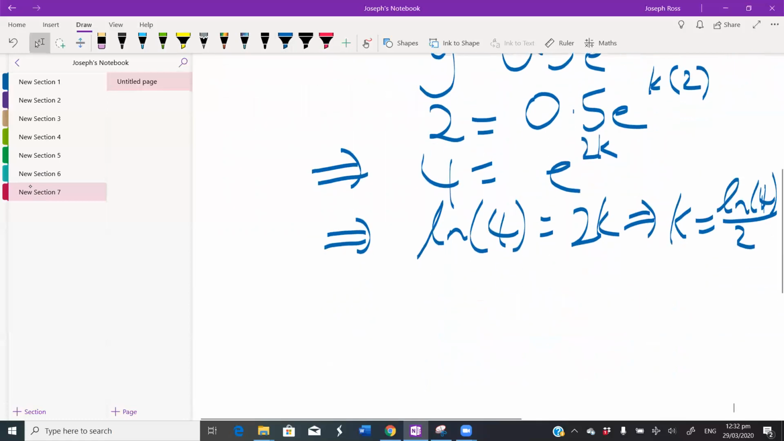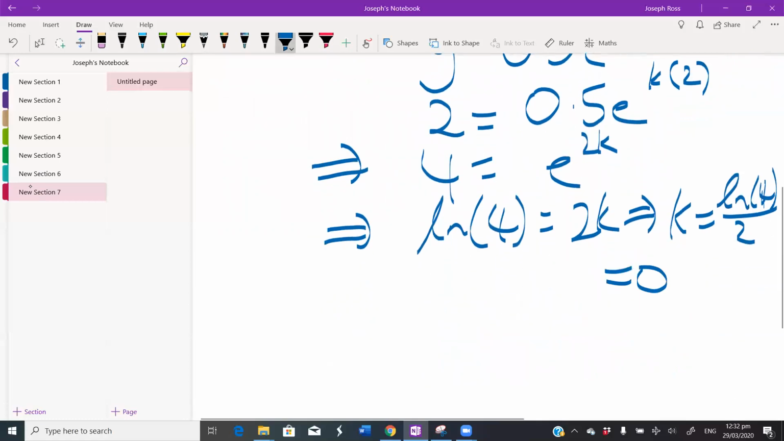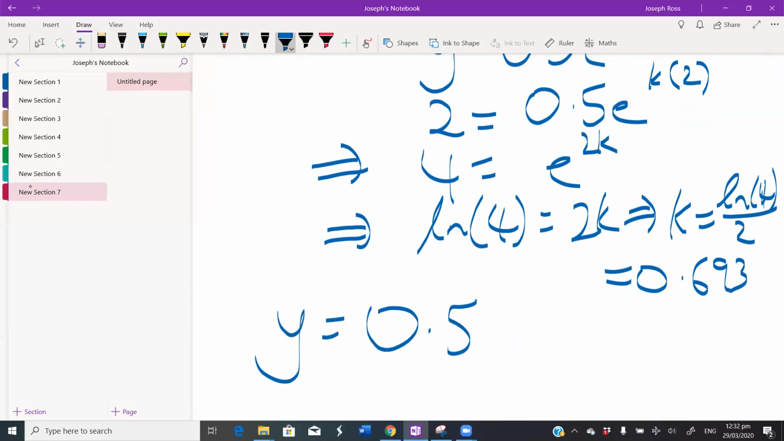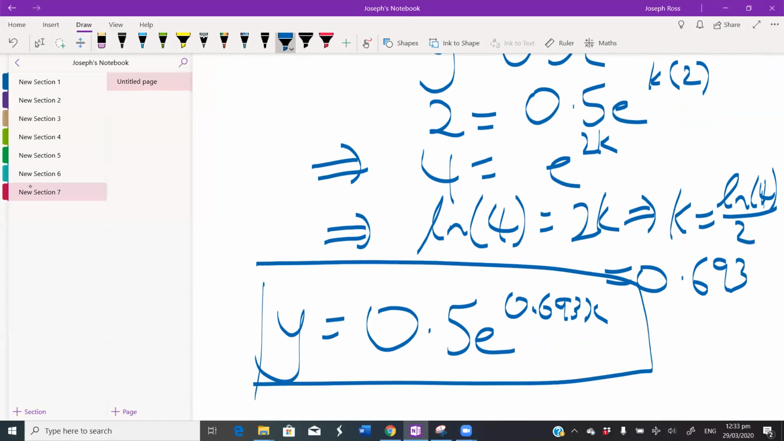Calculating that, we get a value of 0.693, and our equation is y equals 0.5 e to the 0.693 times x. So that's our equation, and that concludes the mini lecture on exponentials. Next one will be on logarithm graphs.